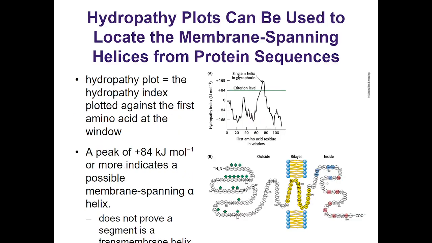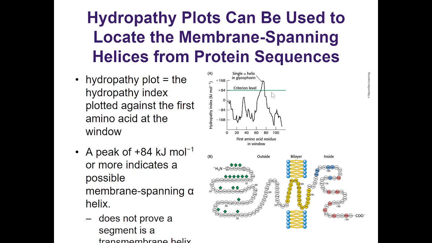And that's what we were referring to before. That's the hydropathy index. That would be a large positive, 0, large negative sort of number. And that would tell us whether it would go into a cell membrane or not. Again, the hydropathy plot is the hydropathy index plotted against the first amino acid at the window.